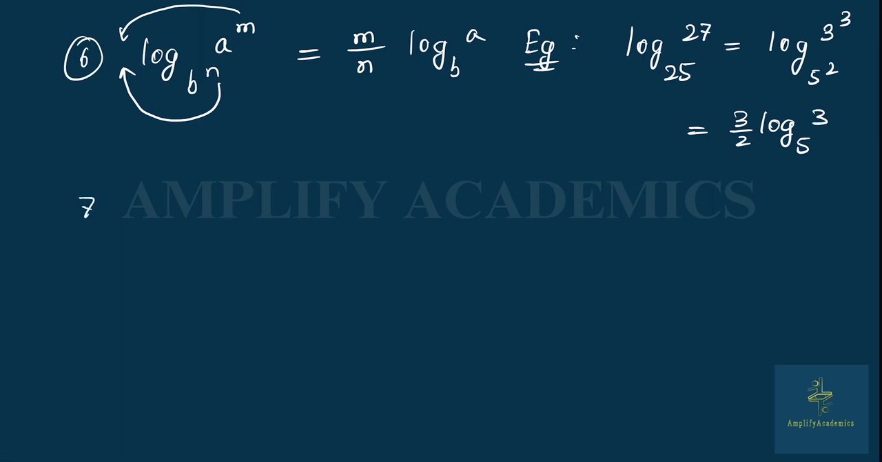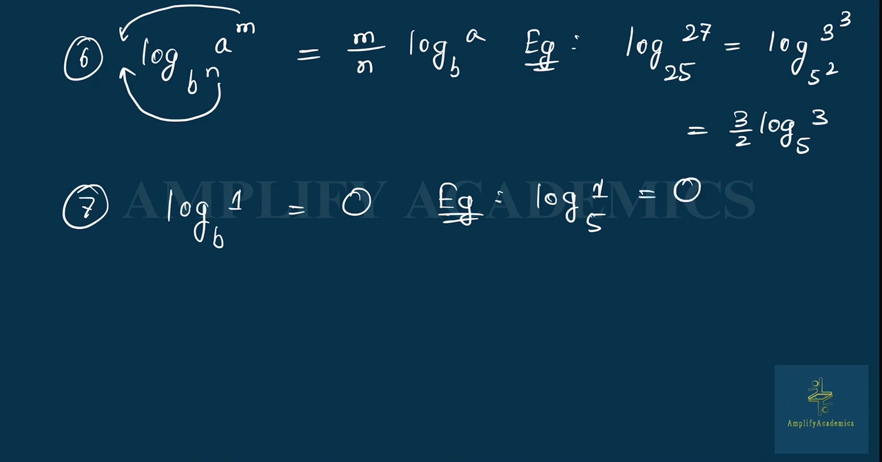Next, property 7. Let's say log base b, and we have an argument which is 1. Now base can be anything, argument is 1, so the direct answer is 0. I'm going to give you the explanation for this, but let's see an example first. Let's say log base 5 and the argument is 1, answer is 0.